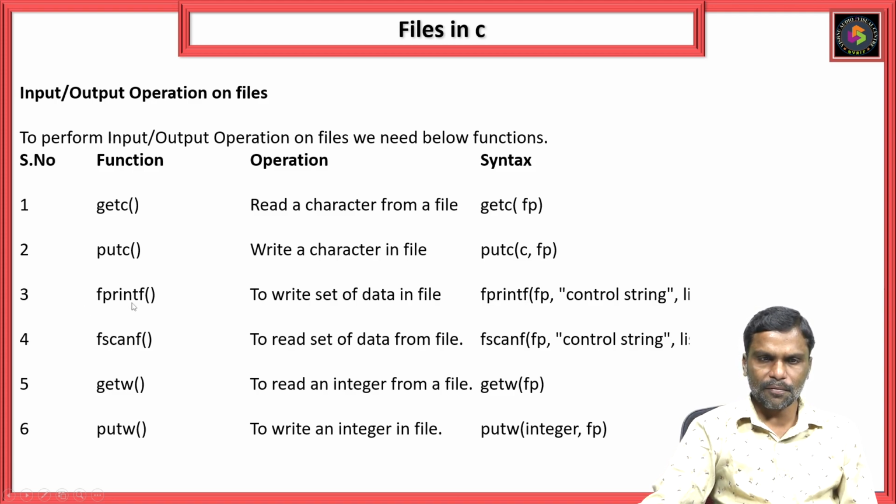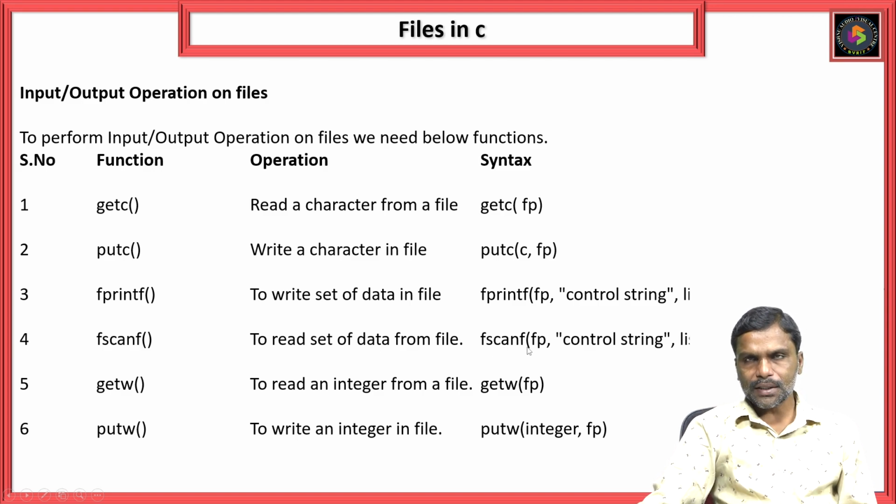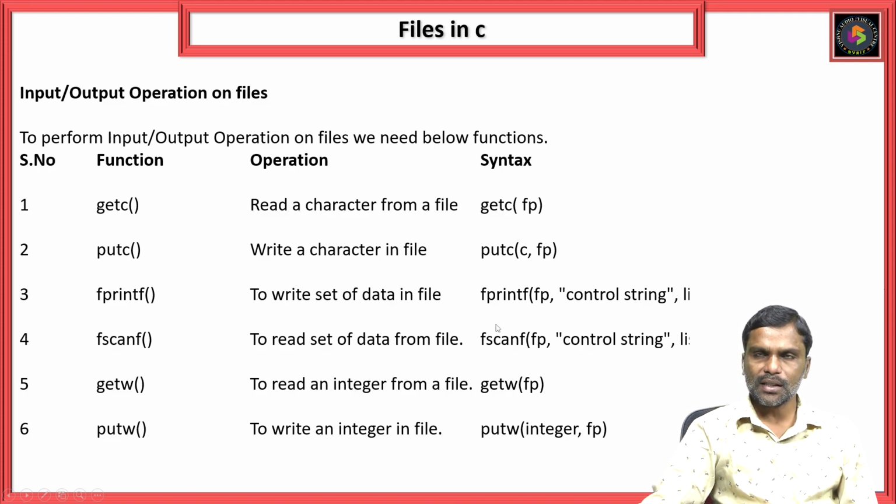Same as printf, fprintf is used to write a set of data to the file: fprintf, file pointer, control string, then the list. In the previous example we saw these formatted input output functions, fscanf and fprintf. In fscanf, to read a set of data from the file, we write fscanf, file pointer, control string, then the list. Both are the same, as we saw in the previous example.